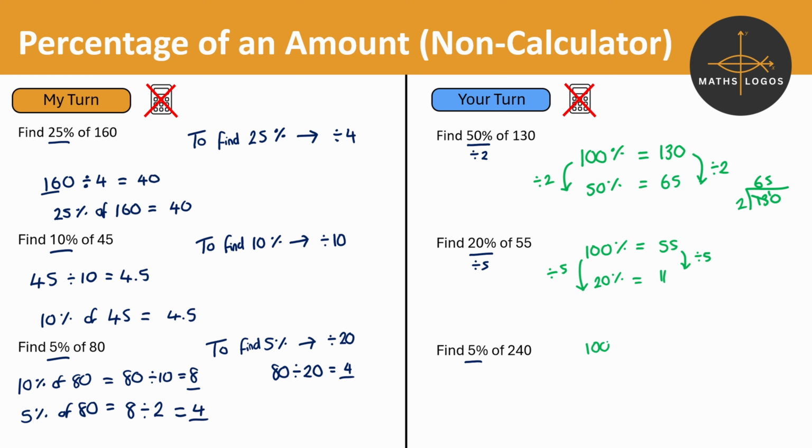The last one, 5% of 240. Well, 100% is what we start with. That's the 240. Let's scale down to 10%. Well, to do that, I would divide by 10. So I will divide 240 by 10 to give me 24. And 5% is half of 10%. So I would divide by 2. I'll divide 24 by 2 to give me an answer of 12. 5% is equal to 12.